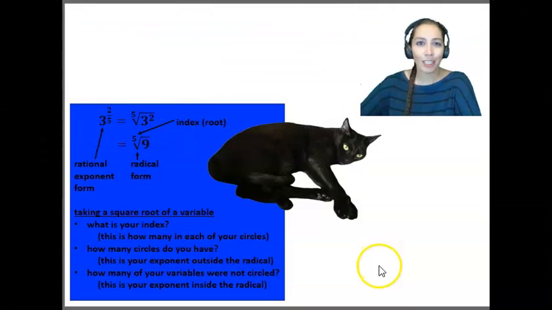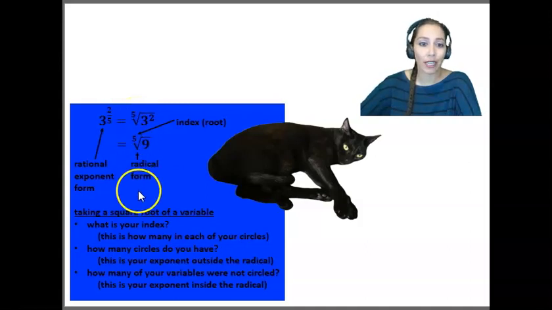My teaching assistant Chloe is here with her latest cheat sheet notes. This first part right here shows you how rational exponent form does equal the radical form. When you have it in rational exponent form, your numerator in your exponent will be inside of the radical sign. Your denominator in the exponent will be the index or the root on the outside.